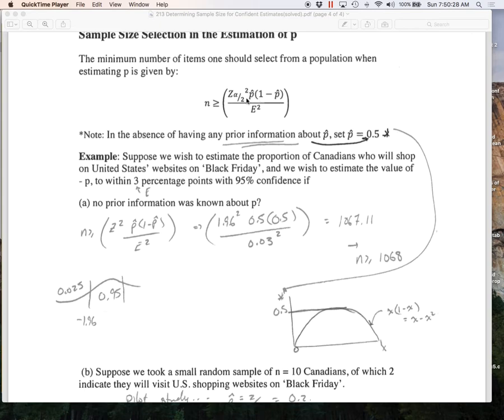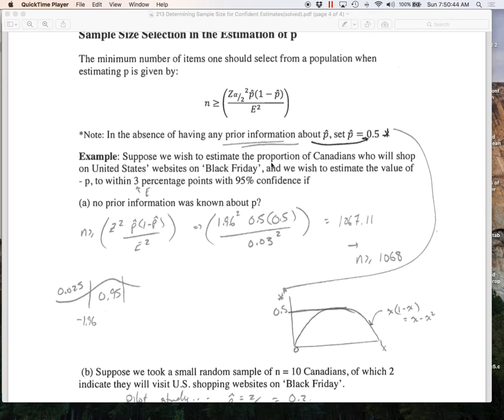Okay, so here's the formula. Still the z squared, still the e squared. Here, though, instead of having sigma squared, we've got p times 1 minus p. So this is not squared, it's just p times 1 minus p. So n is larger than this. Okay, so here's the situation.